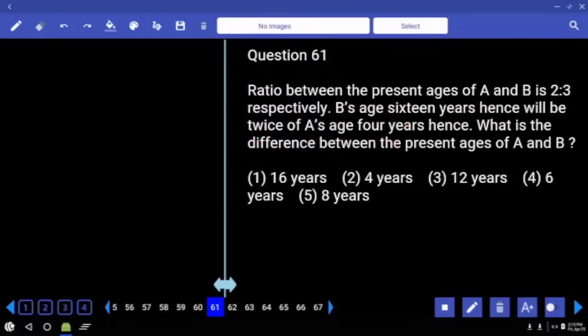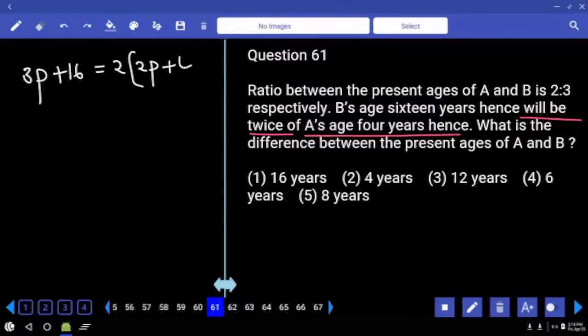Ratio between percentages of A and B is 2:3 respectively. B's age 16 years hence. From the ratio, A's percentage is 2 parts, B's percentage is 3 parts. They are talking about B's age after 16 years, 3 parts plus 16 will be equal to twice of 2 times of A's age 4 years hence. A's percentage 2 parts after 4 years plus 4.